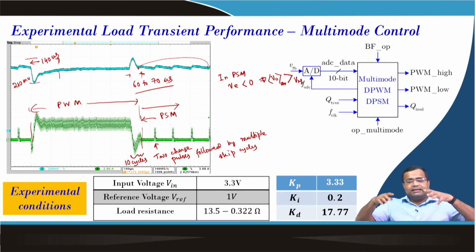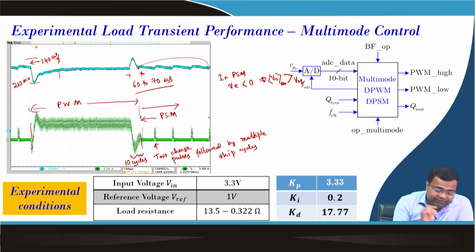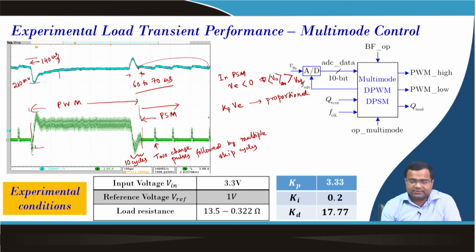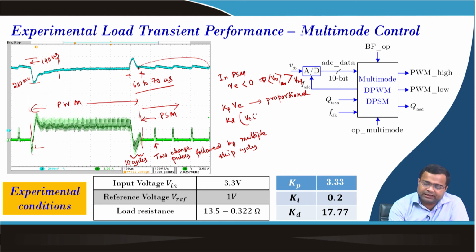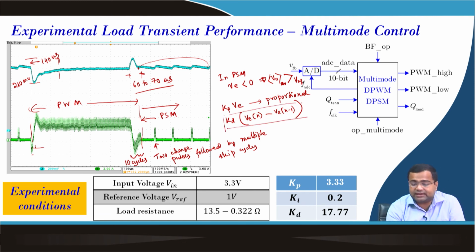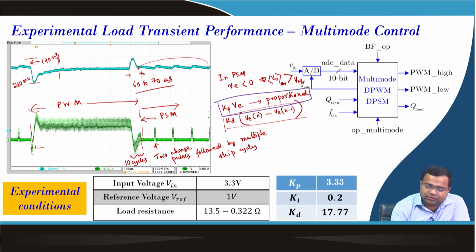So, as a result, integral, so we have disabled the integral. Even though we disable the integral, the Kp into Ve, that is the proportional gain, at the time of this mode transition, it is negative. Derivative gain is also negative, because Kd into Ve(n) minus 1, this is also negative. In fact, when you turn on, this is basically 0, because the error is settled. So, this will primarily drive during the mode transition, and this quantity is negative.